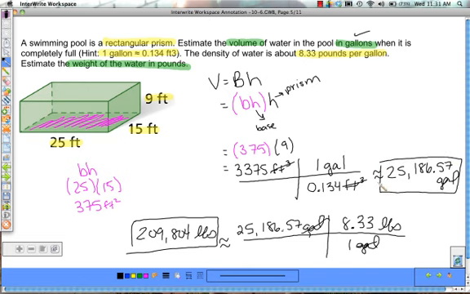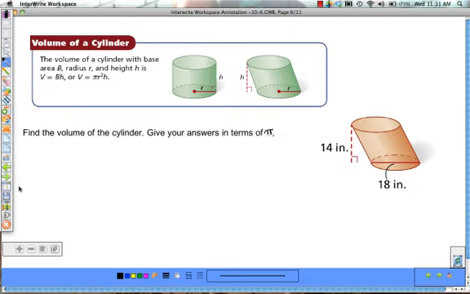So we can use volume to find the amount of space inside of a solid, but then we can also find how much it weighs or convert it to different units of measure. Let's take a look at cylinders. Cylinders, notice, still use the same formula as a prism, but since our base is a circle, we end up having pi r squared h.